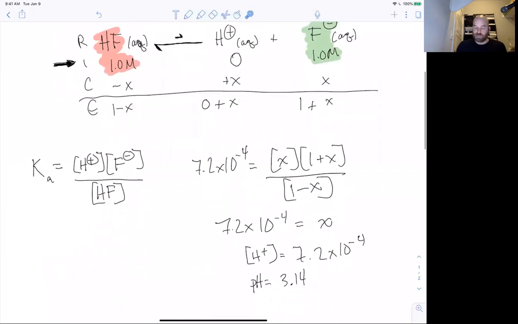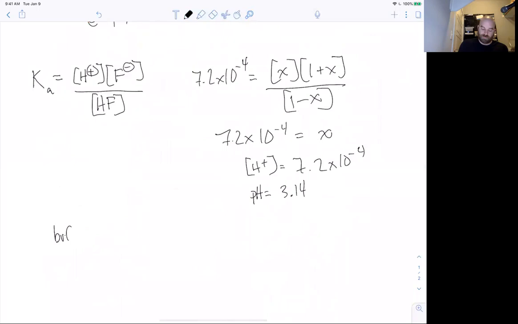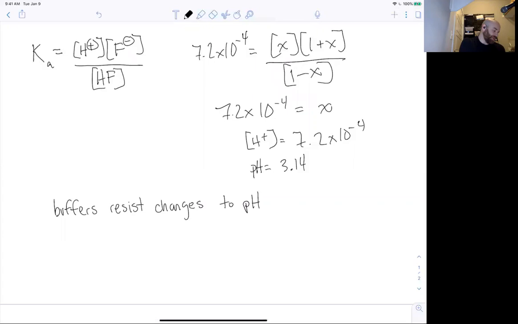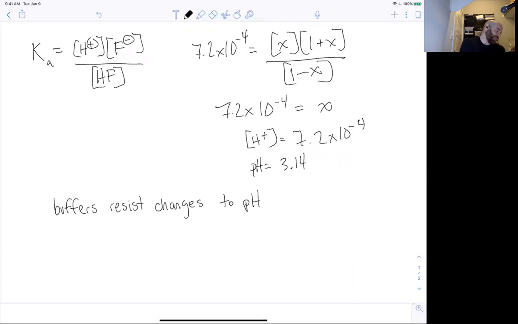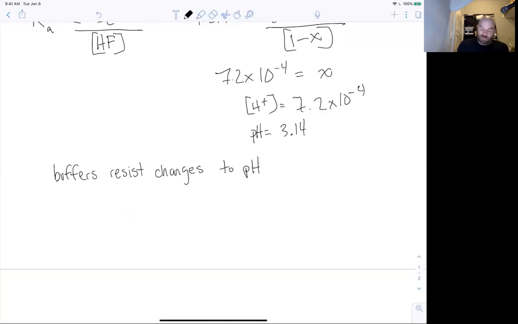So buffers resist changes to pH. They resist changes to pH. So if we look at this system here, HF going back and forth, let me think about the best way to kind of teach this. There's an equation that's kind of useful, the Henderson-Hasselbalch equation. It'll help us work through these calculations a lot faster. I don't know if we really care to derive it, but buffers resist changes to pH.